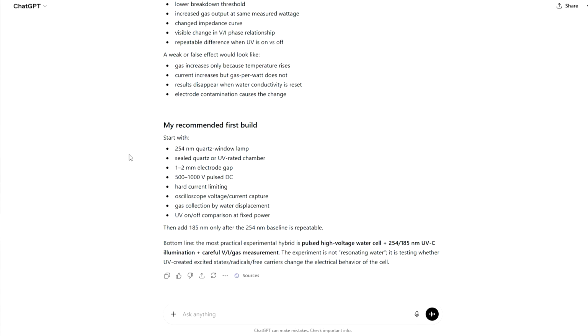My recommended first build: a quartz window lamp, 500 to 1000 volt pulsed DC, hard current limiting, oscilloscope voltage, gas collection by water displacement, which I've been doing. Then add 185 nanometer after the 254 baseline is repeatable. Bottom line: the most practical experiment is hybrid. Pulse high voltages through the water cell plus the UV.